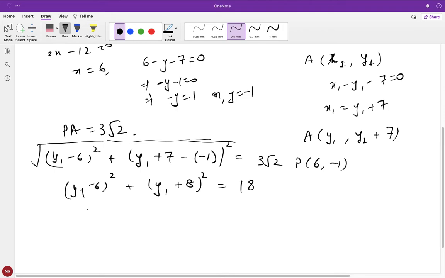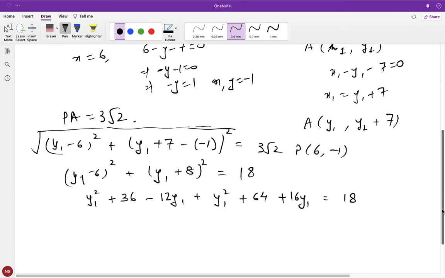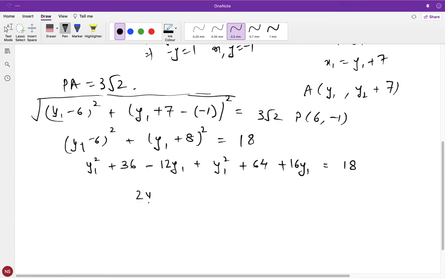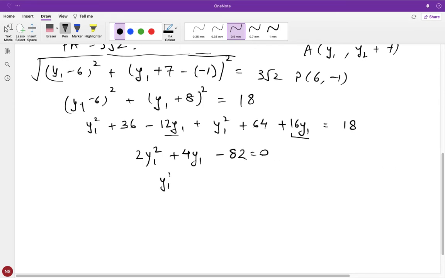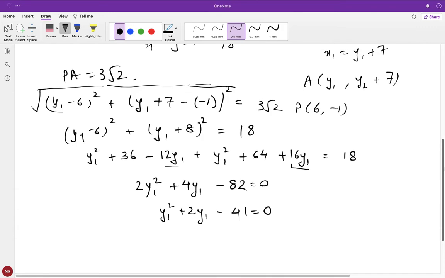I have to solve for y1 from here. So y1 square plus 36 minus 12y1 plus y1 square plus 64 plus 16y1 equals 18. 2y1 square plus 16 minus 12 is plus 4y1 plus 64 and 36 is what? 100 minus 18 is 82. y1 square plus 2y1 minus 41 equals 0. This doesn't sound correct.